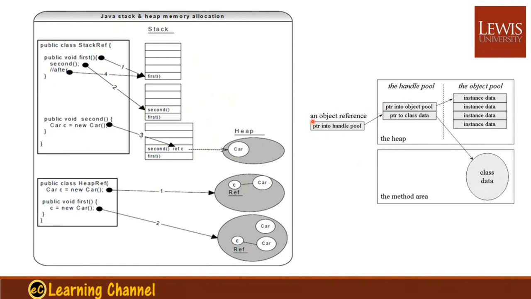And we have some object references. They may be stored in the heap, and there is a handle pool and an object pool, and then the class data is actually in the method area. That's the structure of the Java memory model.